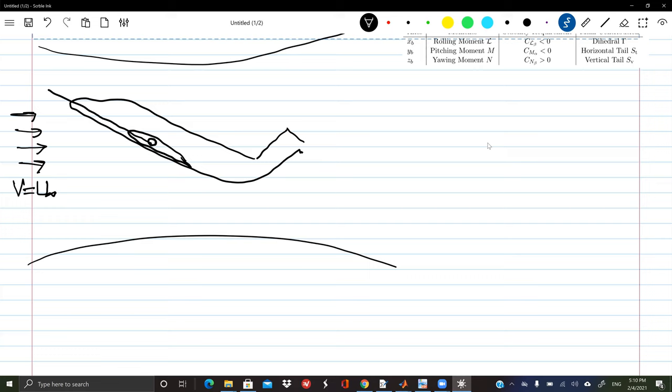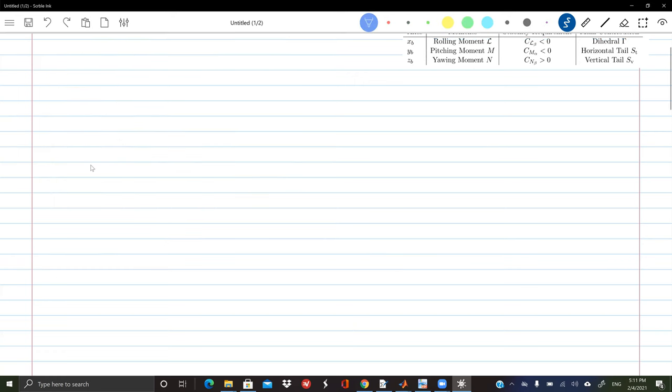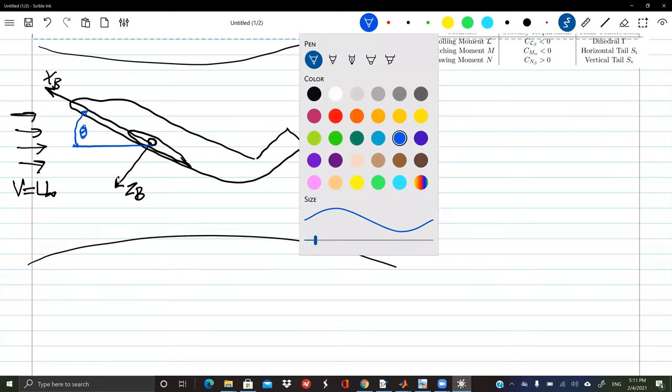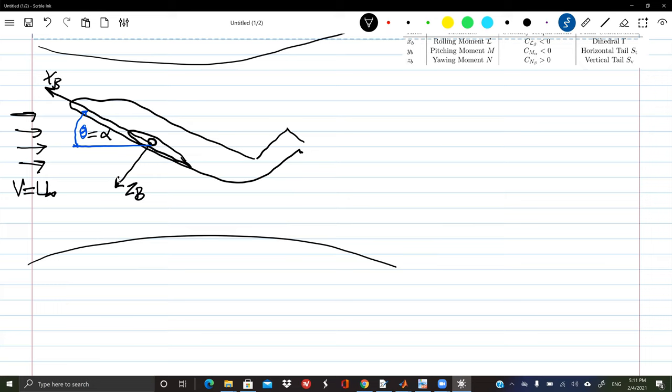So this is the X axis of the body, XB. This is ZB, maybe in a different color. You guys are experts in this. Can anybody say what this angle is? Angle of attack. Yes, exactly. We can view it two ways. One is the angle between the x-axis of the airplane and horizontal. This is indeed theta. And aerodynamically, this is the angle between the wind, V or U infinity, and the chord. So from this point of view it is also our angle of attack alpha.